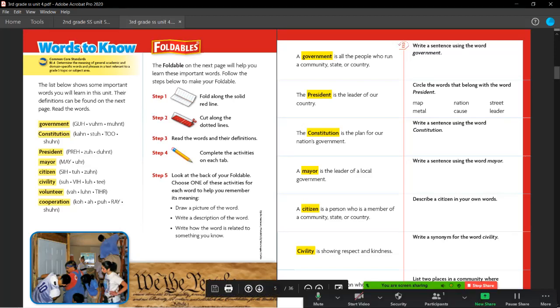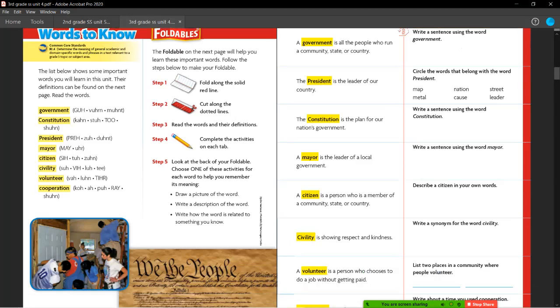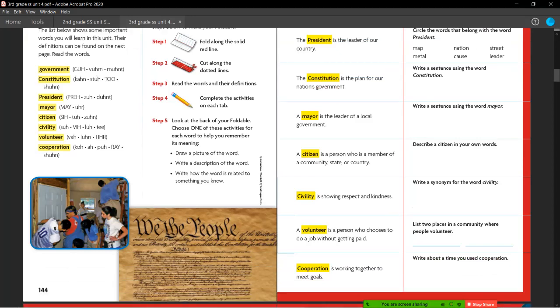Next, we have the word constitution. The Constitution is the plan for our nation's government. Write a sentence using the word constitution. A mayor is the leader of a local government. Write a sentence using the word mayor.